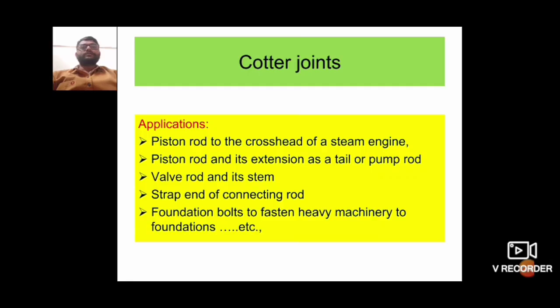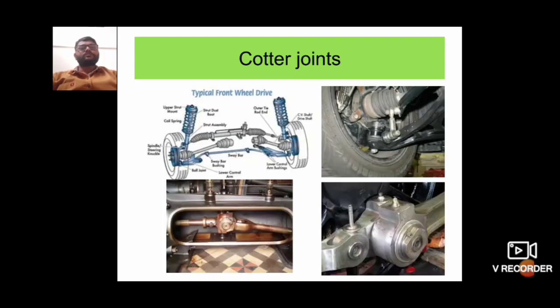First application is piston rod to the cross head of a steam engine. Second application is to join the spindle and fork of the valve mechanism, or piston rod and its extension as a tail or pump rod. Third application is valve rod and its stem. Fourth application of quarter joint is valve and its stem.